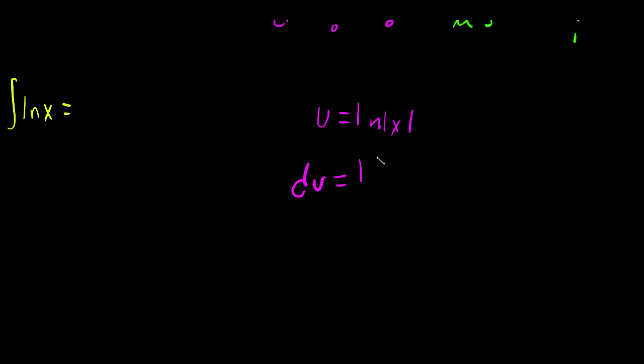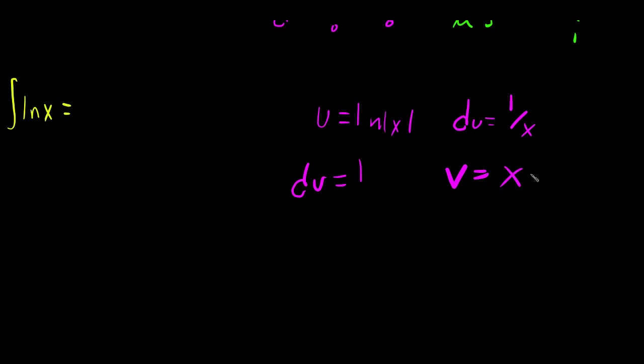So you can plug in whatever, because 1 times anything is just that same thing. So looks like we need a du and v. To find du, you want to take the derivative of ln of x, which is 1 over x. And then the integral of 1 is just x.